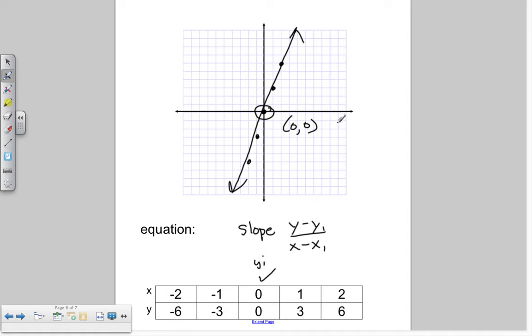And what's my slope? Well, if I do my rise over run, I rise 3, run 1. My slope is 3. What's my equation? Well, remember, it's y equals mx plus b. I figured my slope was 3, and I figured my b was 0. I know I have to have an x and a y, so I get y equals 3x plus 0, best written as y equals 3x.